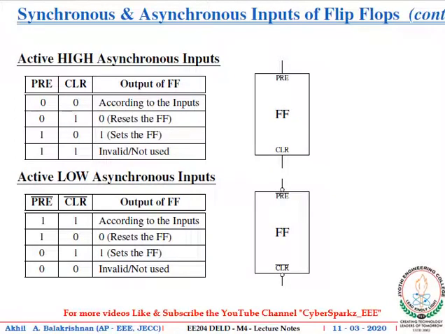The functioning of flip-flop with active high asynchronous inputs is as follows. For the values of preset and clear both 0, the flip-flop output will be according to the inputs, that is, clocked operation. When clear is high, flip-flop output resets. When preset is high, flip-flop output sets. Both clear and preset must not be provided with logic high because it makes the flip-flop unable to decide whether to set or reset its outputs.